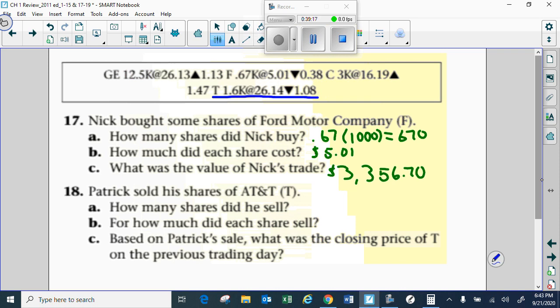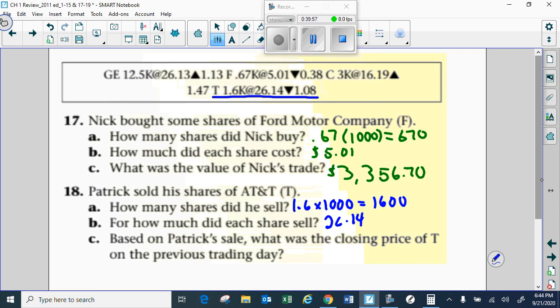How many shares did he sell? Remember, this is for one transaction. So he said 1.6 times 1,000. That means 3 places to the right, that's 1 plus 2 zeros, 1,600 shares. How much did he sell for? $26.14. Notice that it went down $1.08 from the last transaction, not from the day before. Remember, that's what that down arrow is for. It went down $1.08, so he decided to sell.